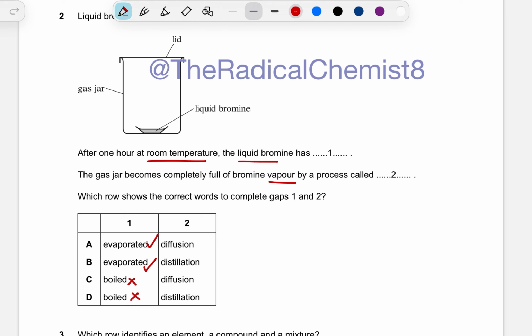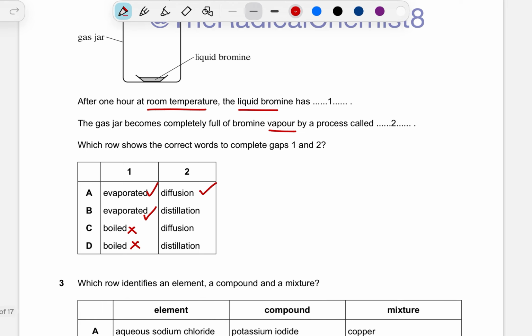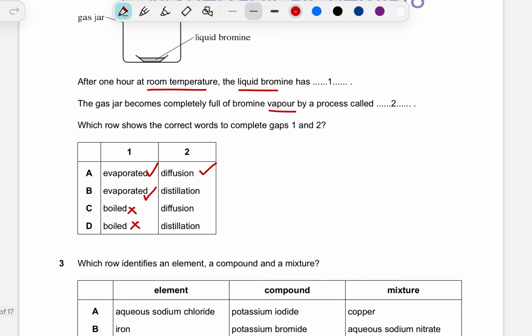And blank number 2, the gas jar becomes completely full of bromine vapor. This is going to be diffusion, because diffusion is the random movement of particles until they are evenly spread out. Distillation is completely different. This involves separating a mixture using boiling points, and you're not heating anything, so your answer is A.